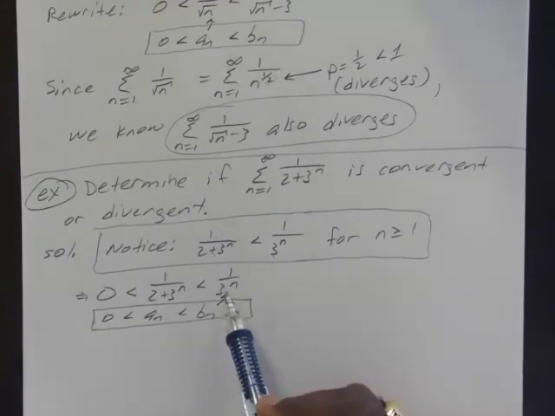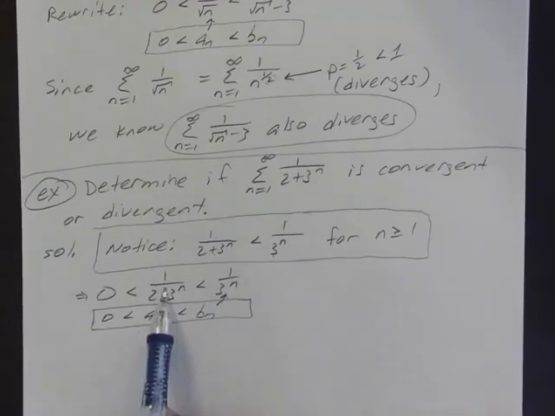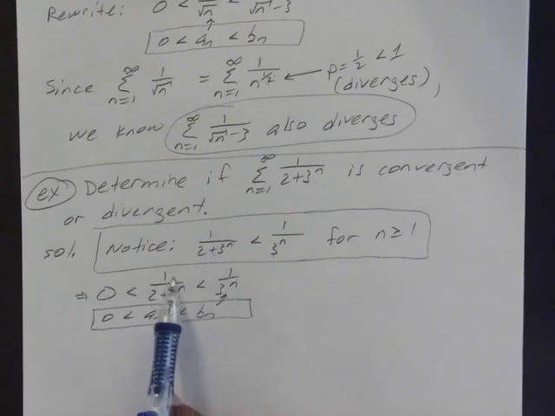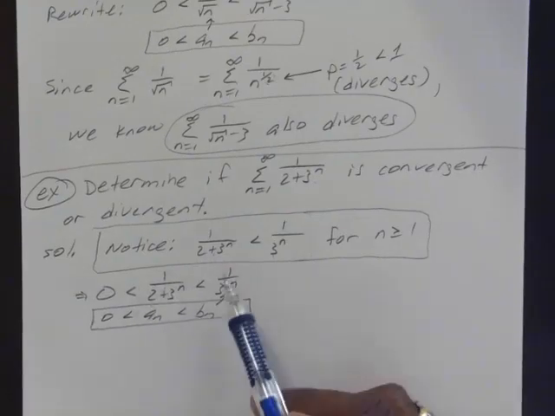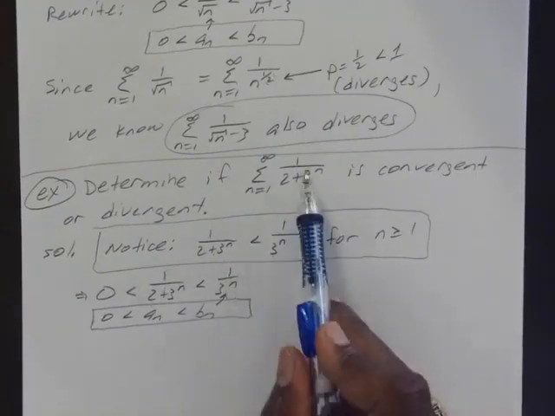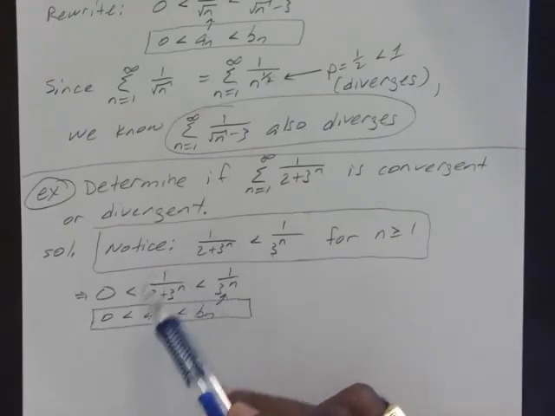Okay. Now, the thing is, if this diverges, then it doesn't help us here. But if this converges, then we know that this one converges. So if the larger one is divergent, then it doesn't really mean anything for this one. So this one has to converge.